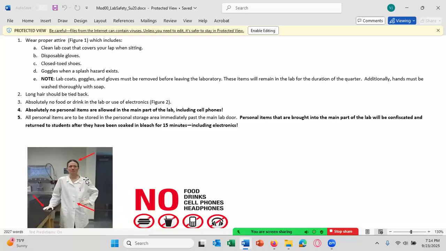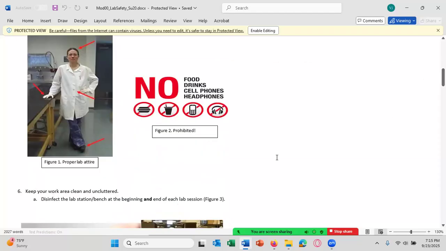Any personal item you bring into a microbiology lab will be confiscated, and you will not get it back until it's been soaked in disinfectant for 15 minutes or it's been autoclaved, and that will destroy electronics. This picture is important for answering the questions about what you can bring into the lab for safety that you put on before you enter the lab.